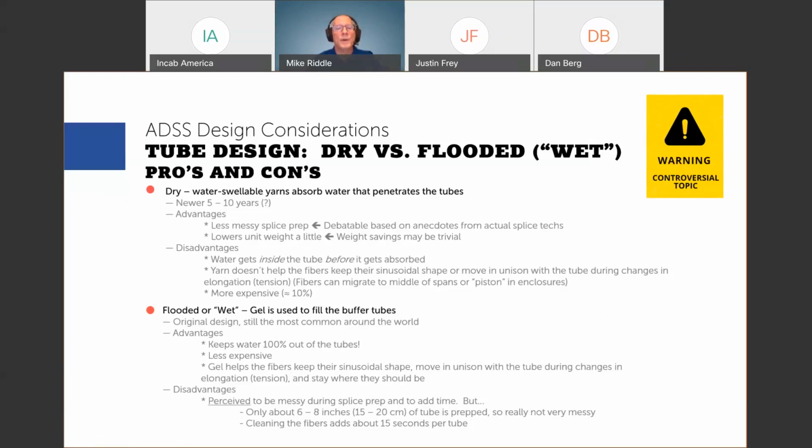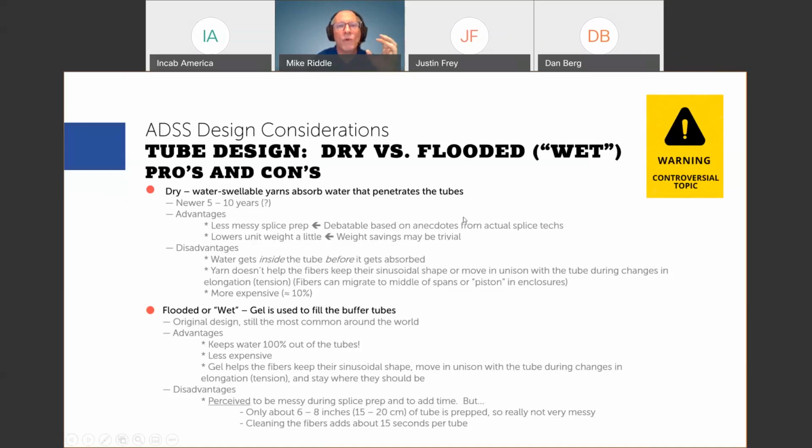And as a consequence of that, fibers can migrate to the middle of spans, especially in long spans, or they can piston out in the splice enclosures, and it does add a cost. So I mentioned at the beginning, there's some controversial topics in this presentation. This is one of them.